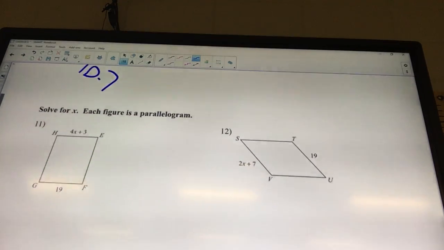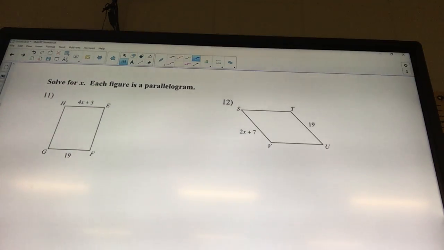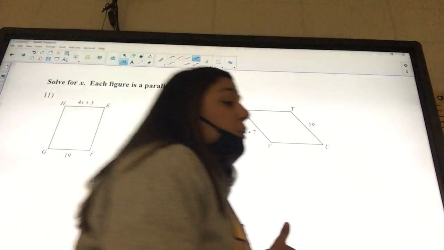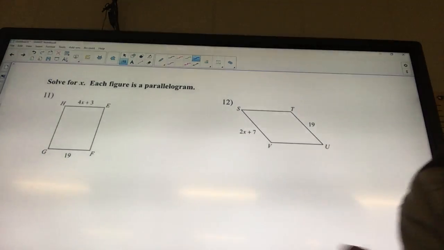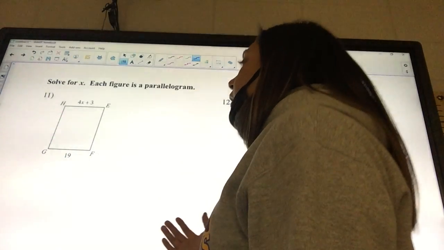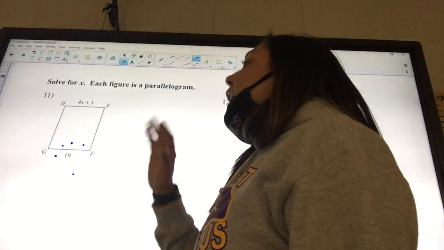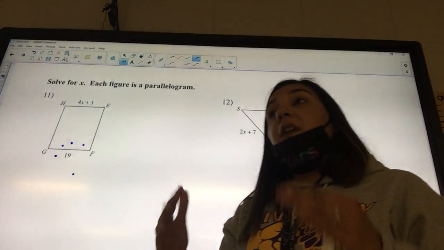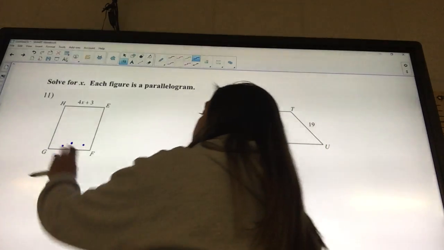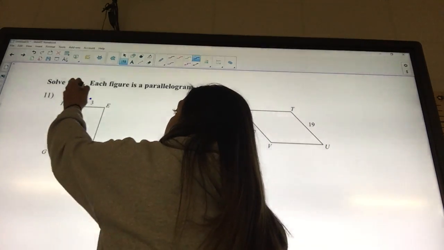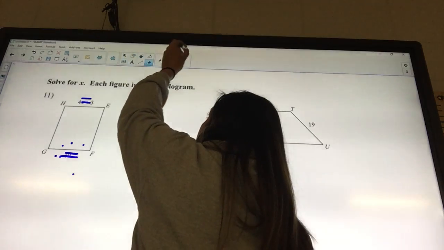Using those properties, we can do ones where it has variables. One of our sides is 19. The other opposite side, which we already know is the same length, is 4x plus 3. And they want us to solve for x. So how would we set this up? If you know this side is 19, what should this side be? 19. They are equal to each other. No matter what numbers are here, this side should equal this side. That's just a property that we know.